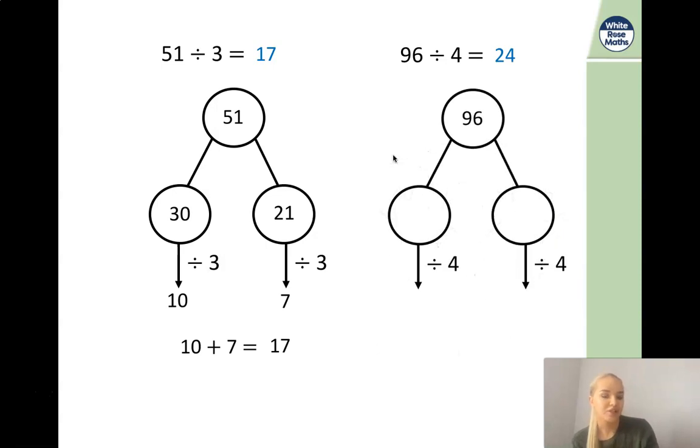But we could partition it another way, 80 and 16. The reason that we split it into 2 40s is to make it easier and more manageable, but you could also, if you're really confident with your 4s, realise that 8 divided by 4 is 2, and you can add the 0 on. So 80 divided by 4 is 20, and we know that 16 divided by 4 is 4, and 20 add 4 is 24.